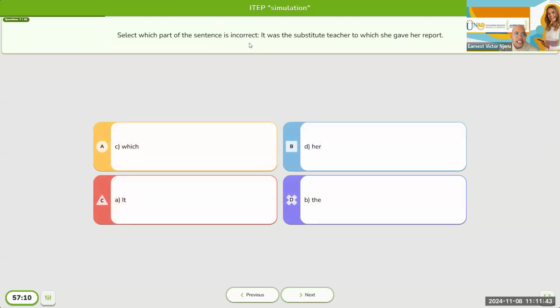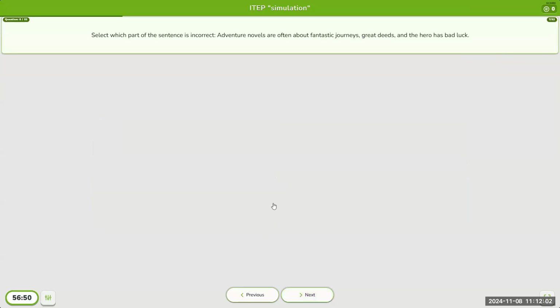Let's go to the next. Select which part of the sentence is incorrect. It was the substitute teacher to which she gave her report. A, which. Very good. Exactly. In relative clauses, when referring to people, it goes to who, not which. Very good, to who.